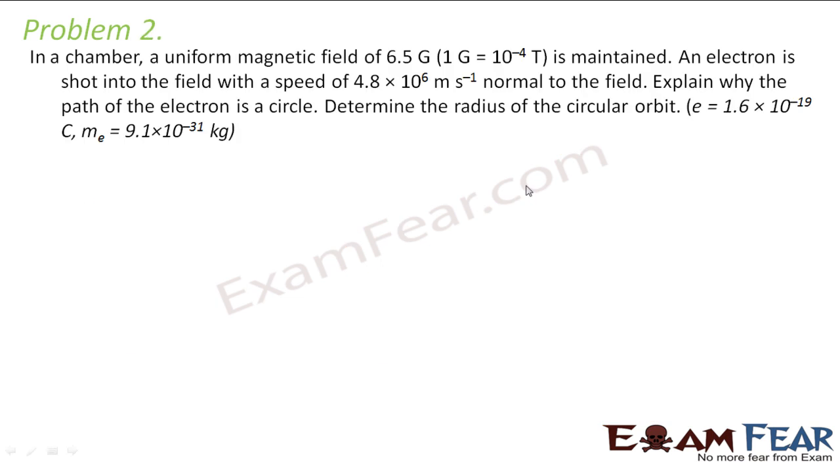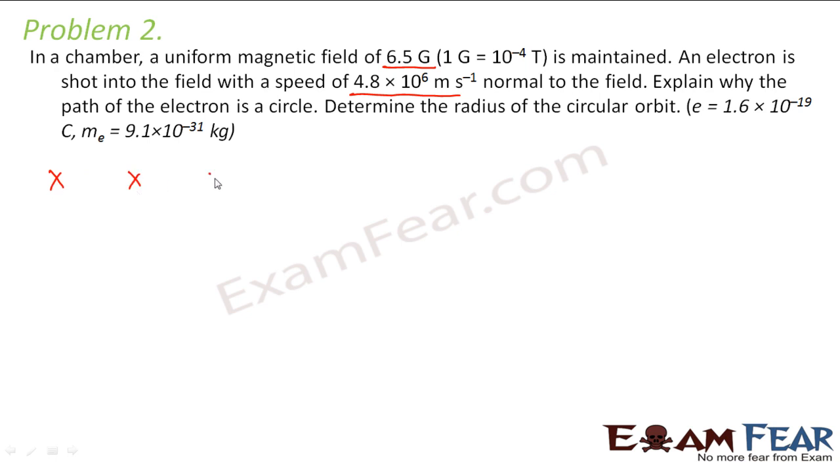Let us go ahead and look at the next problem. The problem says in a chamber, a uniform magnetic field of 6.5 Gauss is maintained. An electron is shot into the field with a speed of 4.8 into 10 to the power 6 meter per second, normal to the field. Explain why the path of the electron is a circle. So again you have a similar kind of problem.